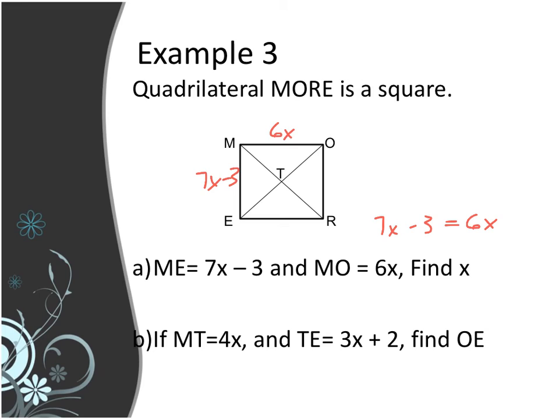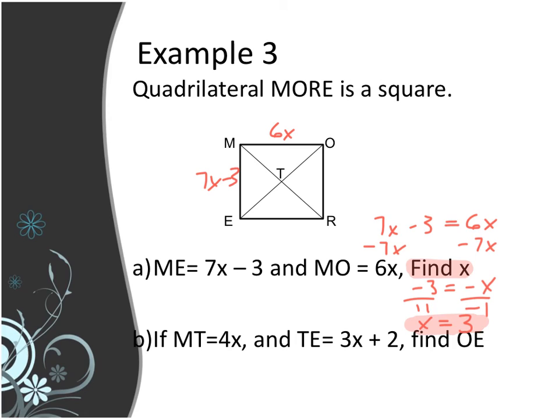What do we do to solve for x here? Subtract 7x from both sides. 6 minus 7, so we get negative 3 is equal to negative x. So we divide by negative 1, and we get x is equal to 3. Is that our answer? It says find x, so x is equal to 3 is our answer.